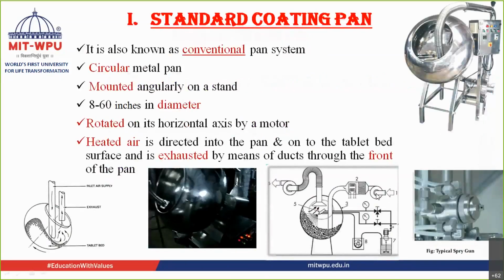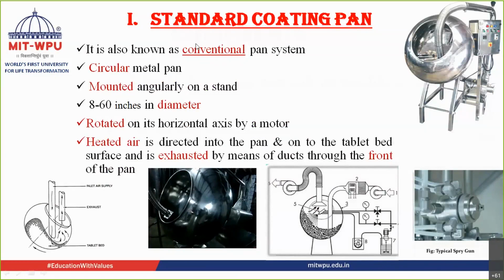Let us move ahead with our standard coating pan. This standard coating pan is a conventional coating pan. On the right hand side, you can see the conventional coating pan. It is circular in shape, made of stainless steel, and mounted onto a stand, which is fixed to an assembly with a motor, which makes this pan rotate. So this is how the pan is rotated.